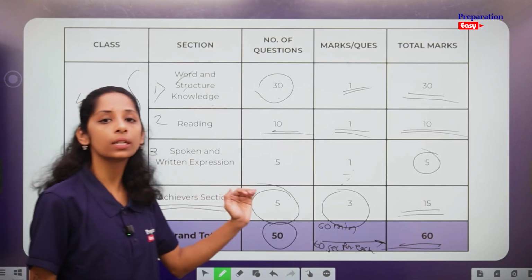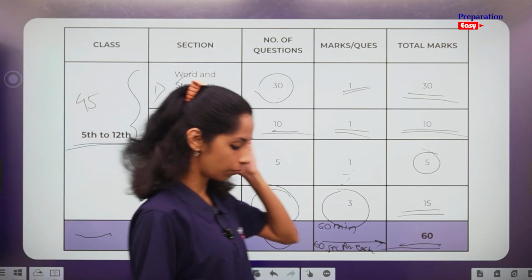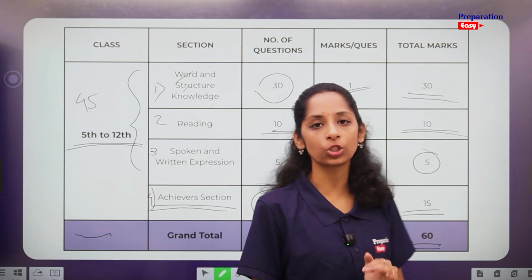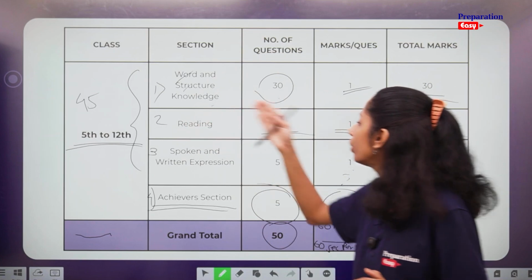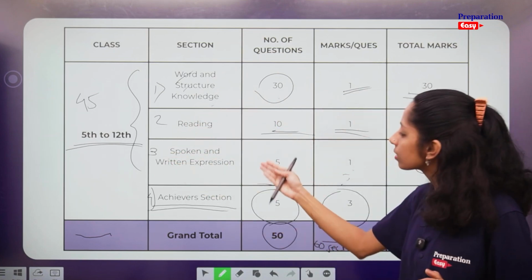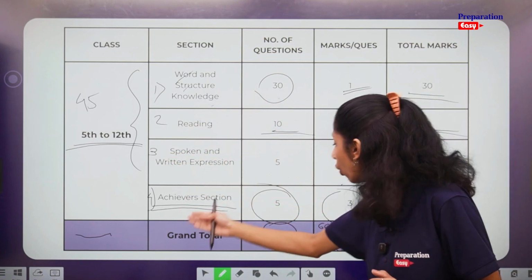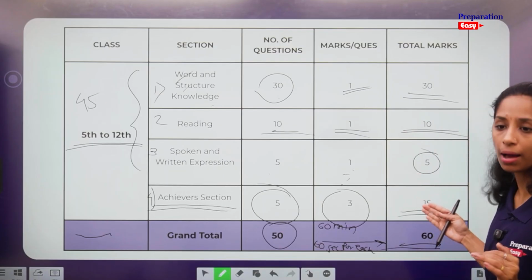This is all about the pattern of this exam, or we can say the distribution of the sections is like this: section 1 for 30 marks, section 2 for 10 marks, section 3 for 5 marks, and section 4 for a total of 15 marks.